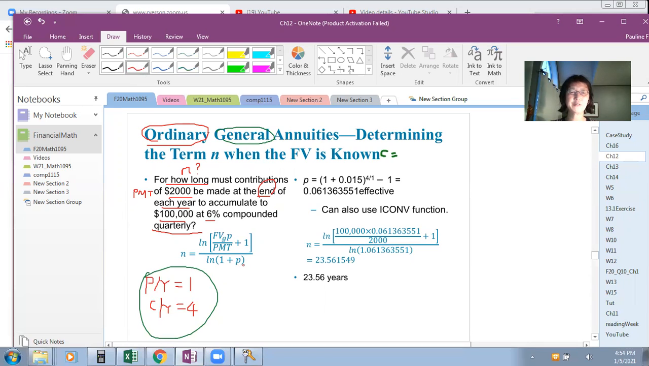This formula needs P. And what is P? P equal to 1 plus I raised to power C. Okay. And what is I? I is 6% divided by 4. And what is C? C equal to CY over PY.